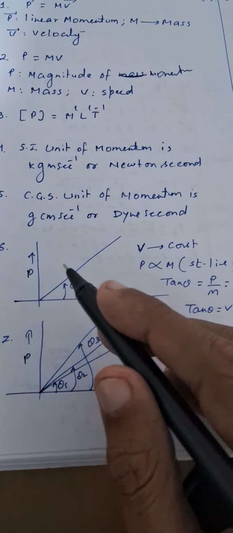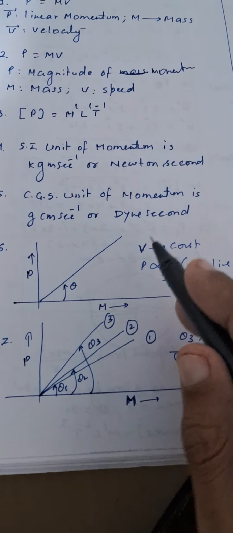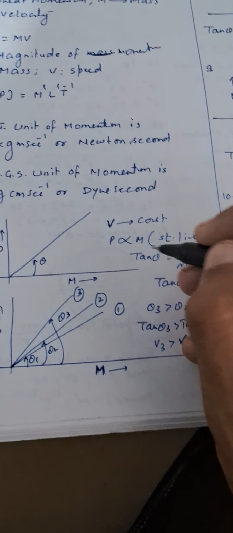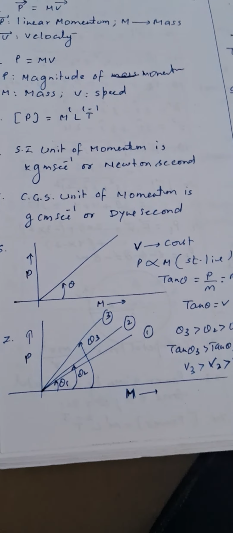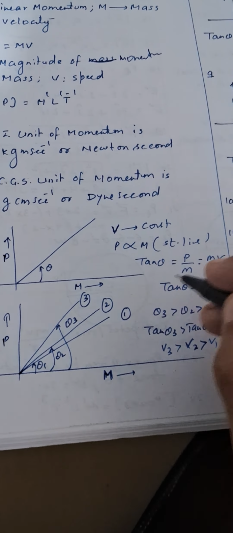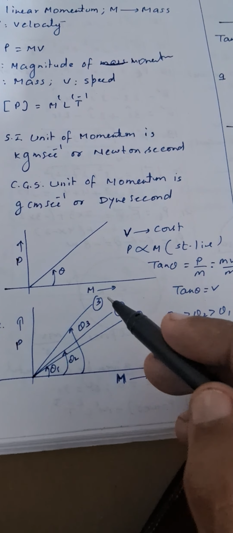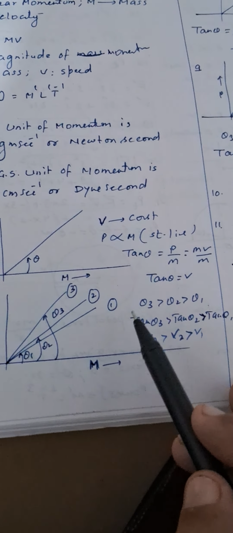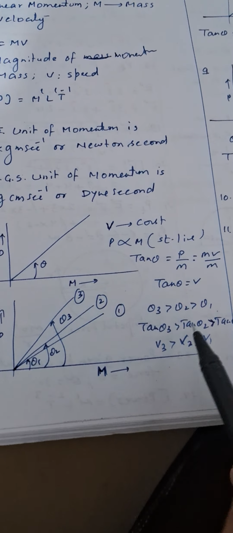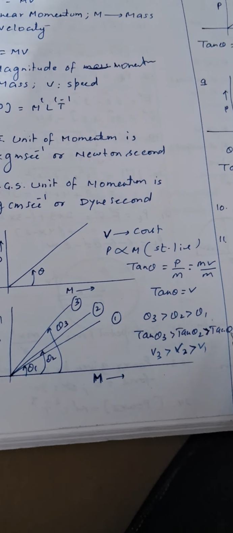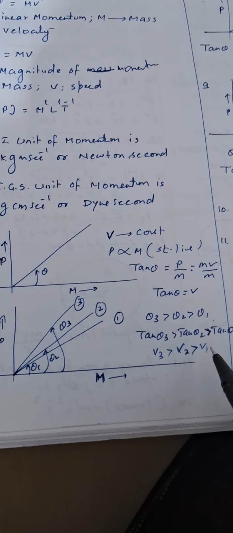Next is, if we draw a graph between p and m for constant speed, we can see that p is proportional to m. So graph will be a straight line, and tan theta is equal to p by m, which is equal to v. Now we have three graphs corresponding to three different angles, out of which theta 3 greater than theta 2 greater than theta 1. So tan theta 3 will be greater than tan theta 2 will be greater than tan theta 1. So v3 will be greater than v2 greater than v1.